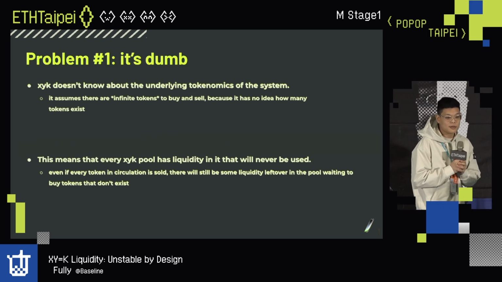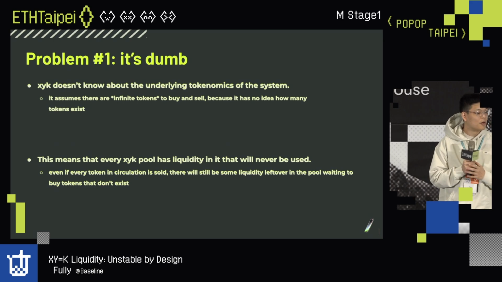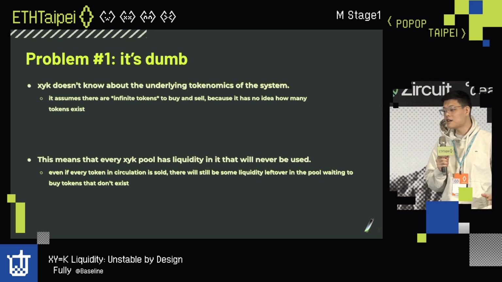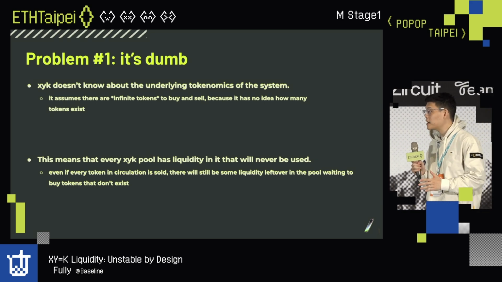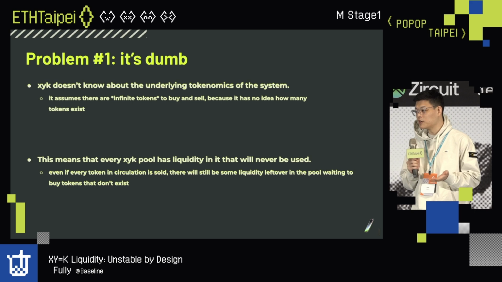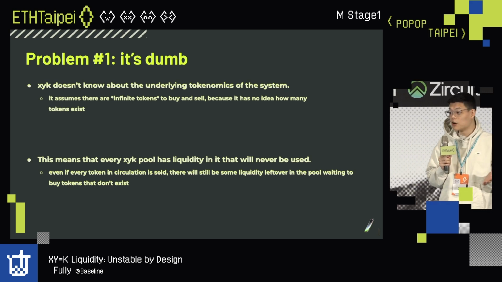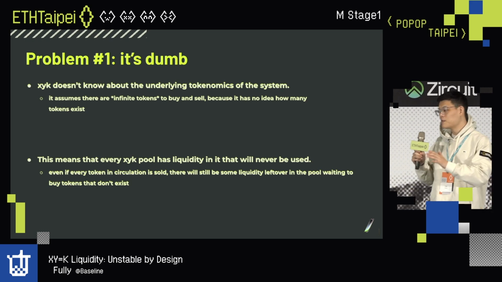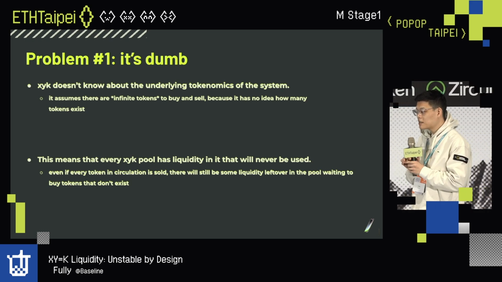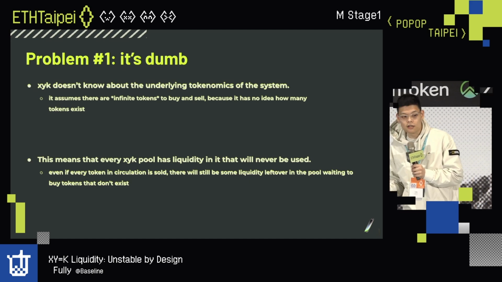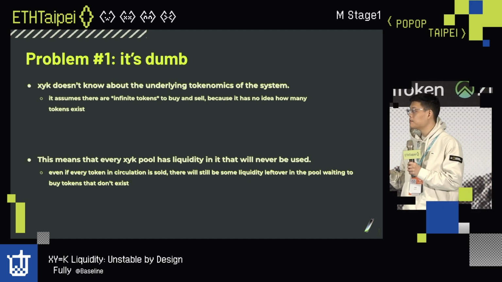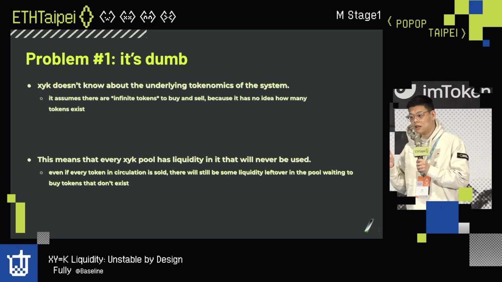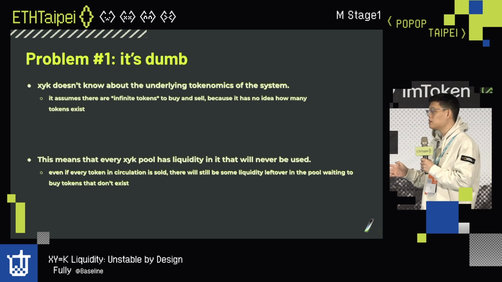So the first problem is that this curve is very dumb. What I mean by that is the way that liquidity is provisioned, it doesn't know anything about the tokens that it's selling or buying. The XYK curve is just a math equation that defines a kind of arbitrary invariant. It doesn't know the tokenomics or the market cap of what it's trading. And it always has to assume that there are infinite tokens that it can be buying and selling at any given time. Because of this, there's always going to be liquidity in this XYK pool that will never, ever be used.